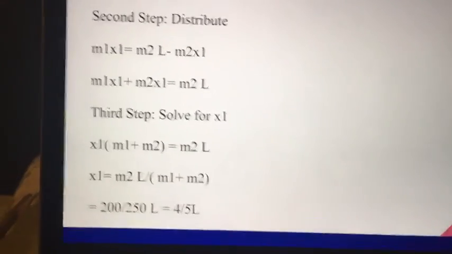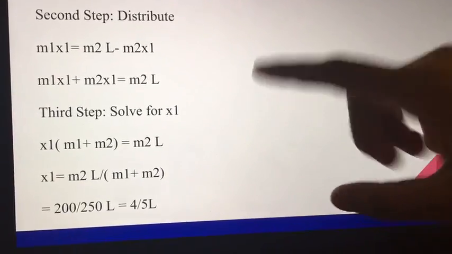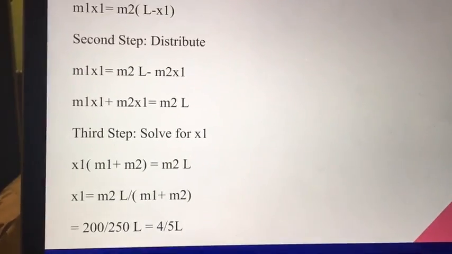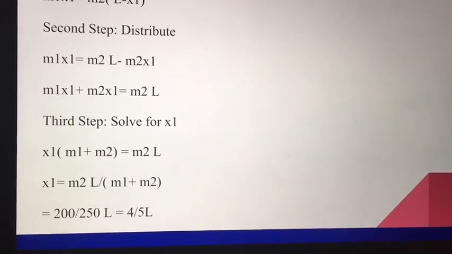So basically what this means is that if the seesaw was, let's say, 10 feet, the center would be at 8 feet.